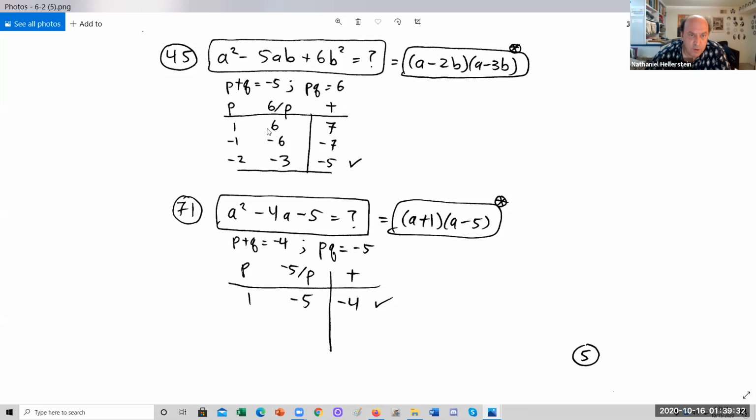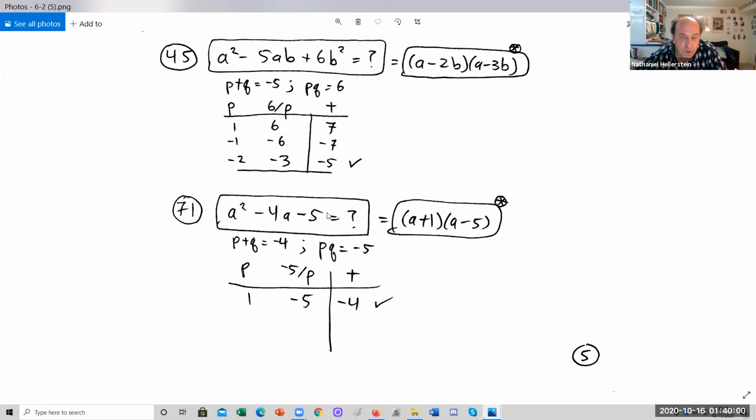P is 1, Q is 6, their sum is 7. Wrong sign. So we change to negative. -1, -6, -7, not quite. -2, -3, sum is -5, quite. So this will be A minus 2B, to account for these, times A minus 3B. So these B's here and here mean we put B's here and here.